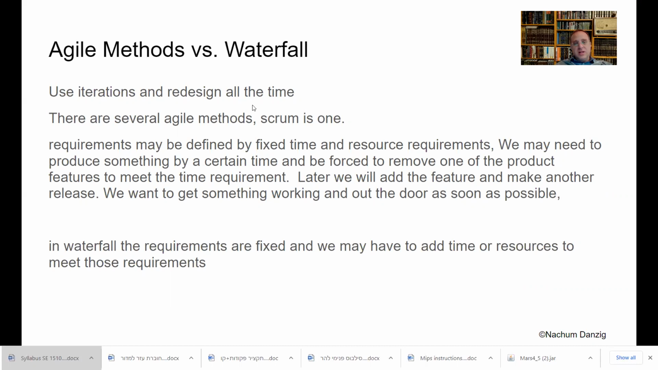Requirements may be defined by fixed time and resource requirements. In other words, I'll finish this feature in 3 days, and I need 2 workers to help me. That would be resources. We may need to produce something by a certain time and be forced to remove one of the product features to meet the time requirements. In other words, we also can have this reverse kind of situation where every feature slows you down.